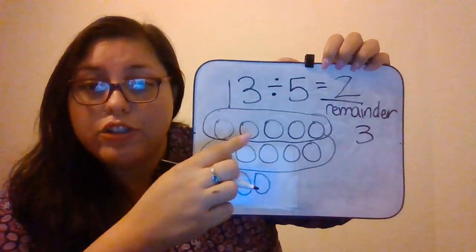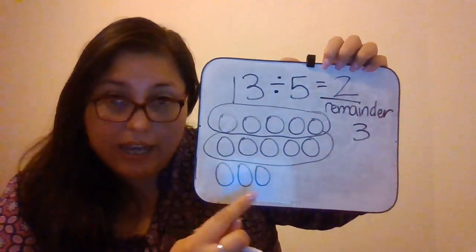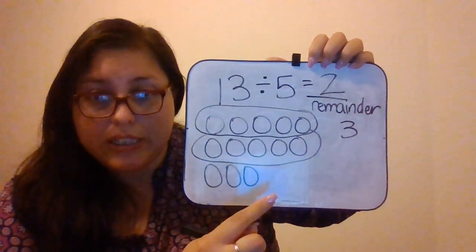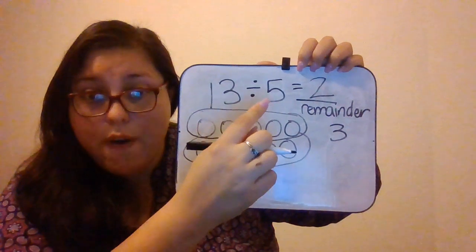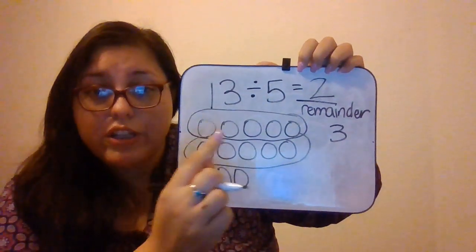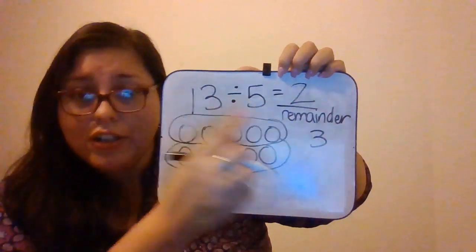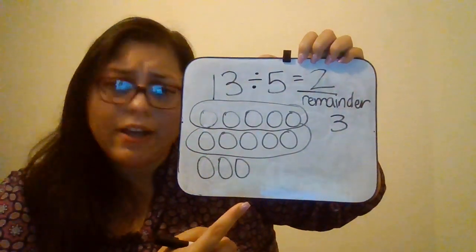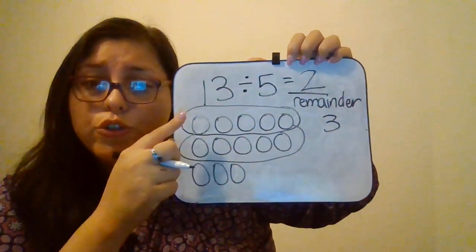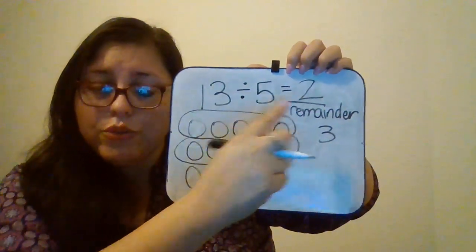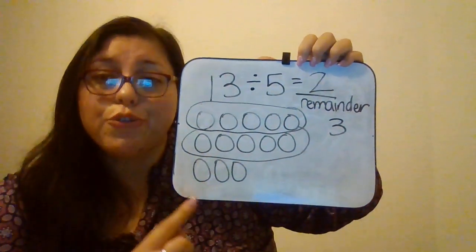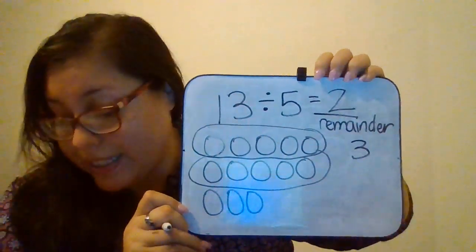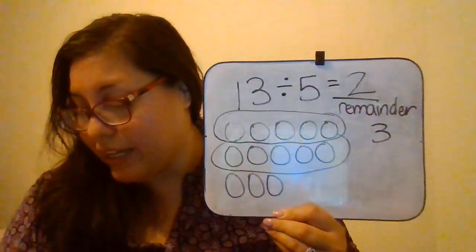13. Draw 13 counters. 1, 2, 3, 4, 5, 6, 7, 8, 9, 10, 11, 12, 13. And then you're going to circle groups of 5. Circle 1, 2, 3, 4, 5. Circle 1, 2, 3, 4, 5. Then 1, 2, 3. I don't have 5, so I don't circle. So I have 2 groups. That's my answer, 2. But I have 3 left. Remainder 3. So this is the best way to use for number 26, 27, 28, and 29.